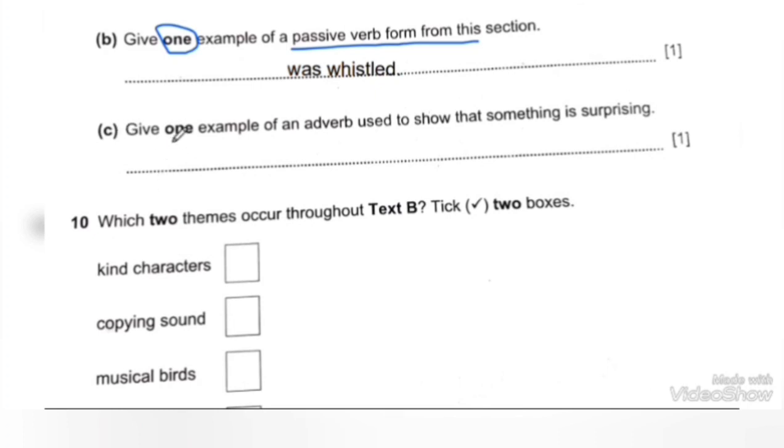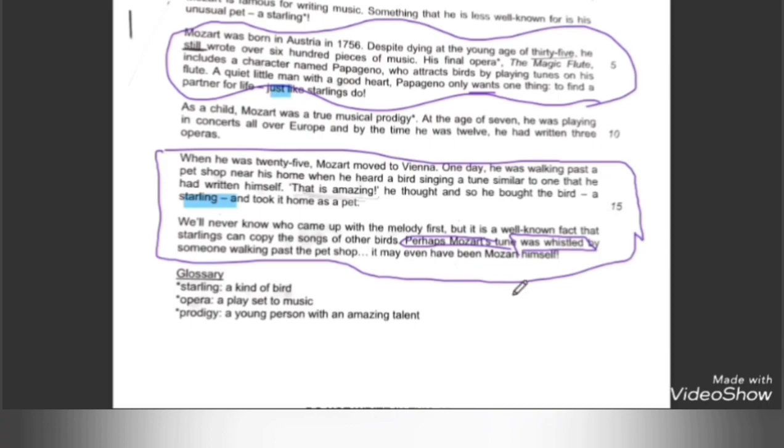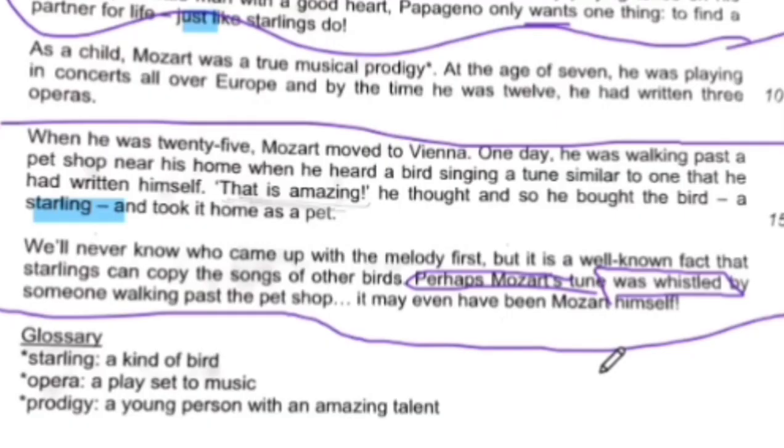Okay. So next question, letter C. We're still in the same paragraph. Okay. Give one example of an adverb used to show that something is surprising. Okay. So, one, adverb, show, surprising. Let's check. It must be adverb, okay? Do not get confused between adverb and adjectives. They are way different.